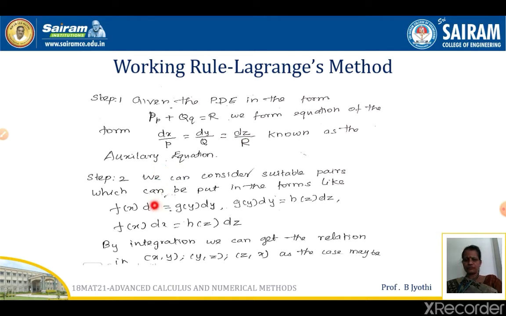In the next step, we consider suitable pairs which can be put in forms like f of x into dx is equal to g of y into dy, and g of y into dy is equal to h of z into dz, and f of x into dx is equal to h of z into dz. So by integration we can get the relation in x, y, or z, x, as the case may be. We can choose any two pairs like that.